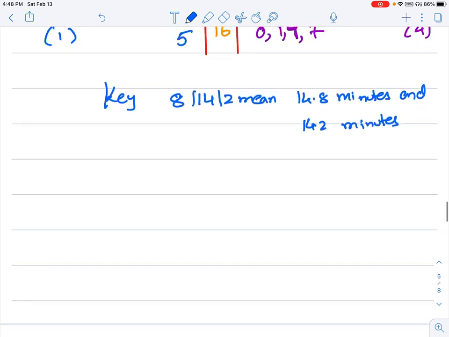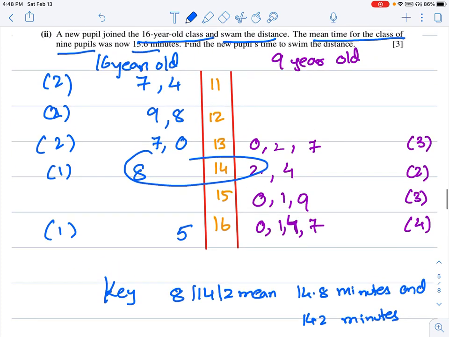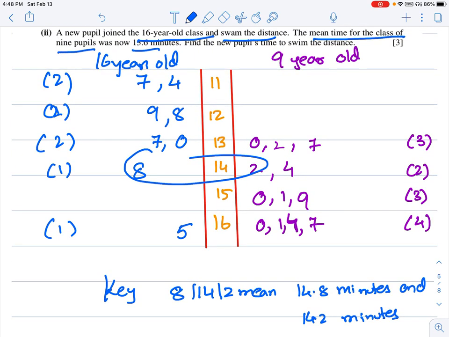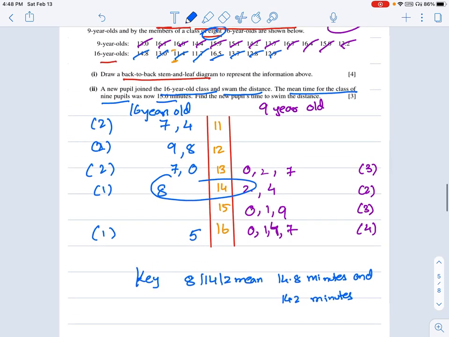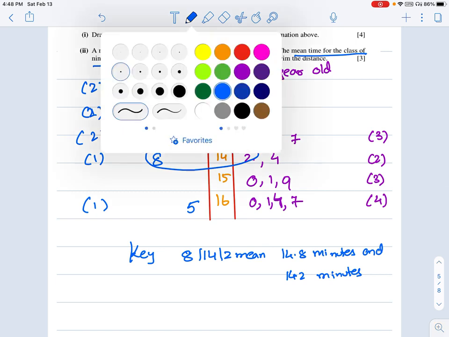So, 16-year-old, right? A new person has joined. So what am I going to do? Take the numbers for the 16-year-old. So what is that? The numbers for the 16-year-old?